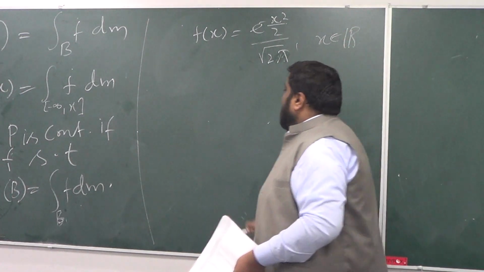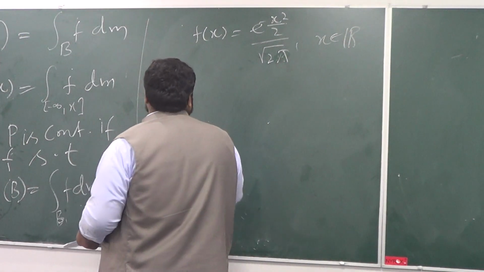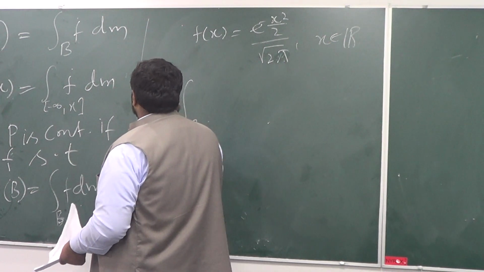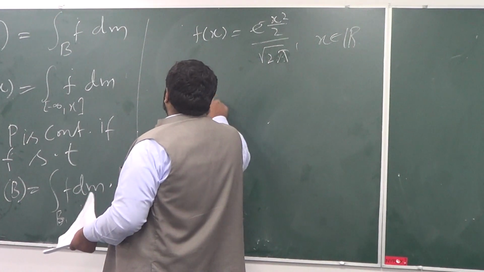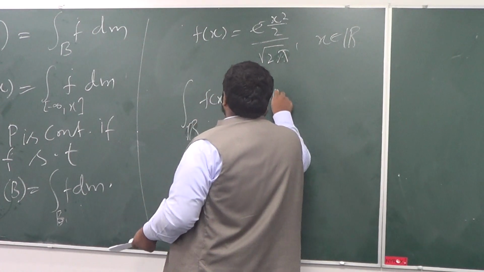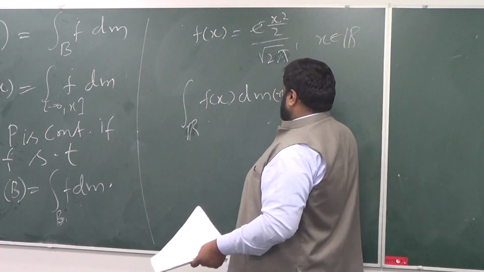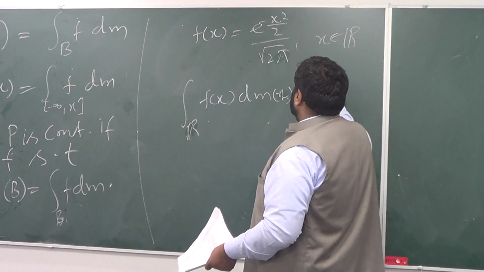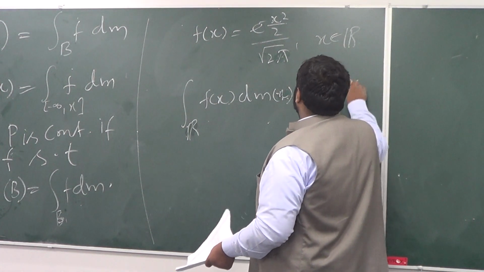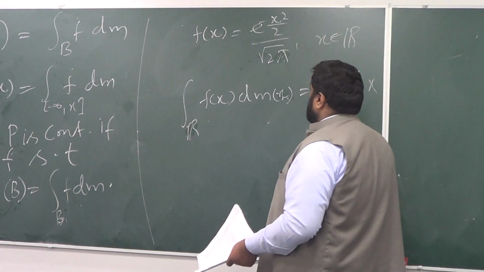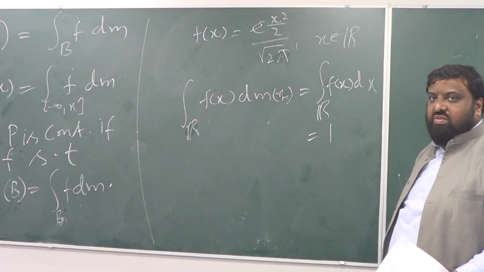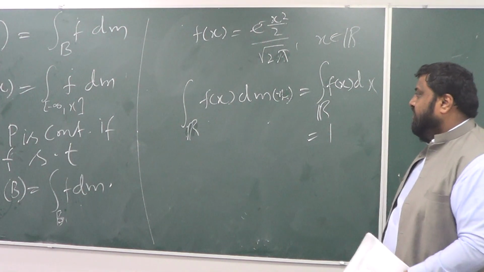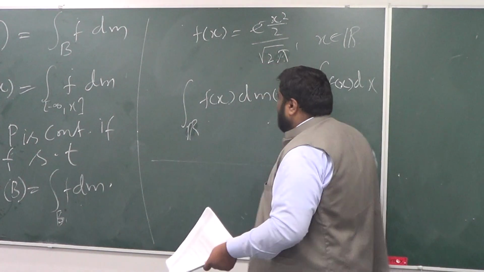Now, if I compute the Lebesgue integral of this function over R, it is the same as the Riemann integral, because there is no discontinuity. The integral of f of x dx, as is known to us, is normalized to 1. We have proved it already. So that would be an example. There are lots of examples given there.